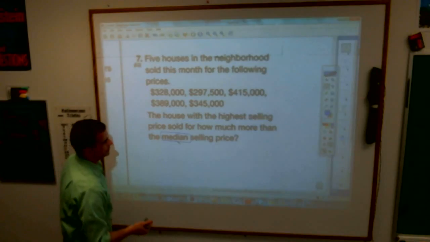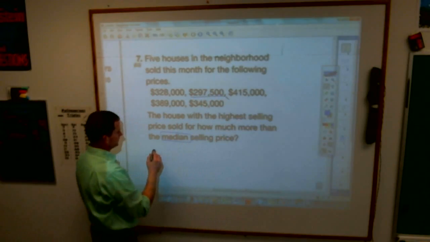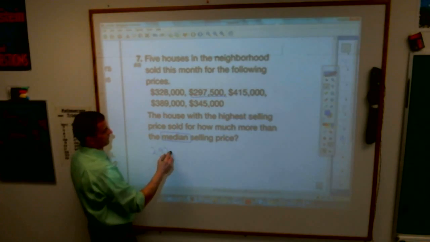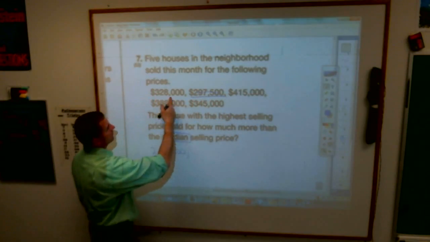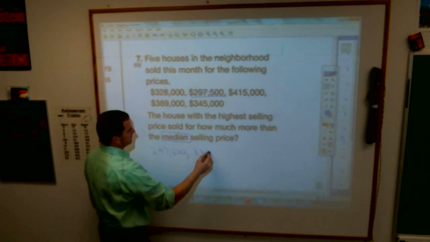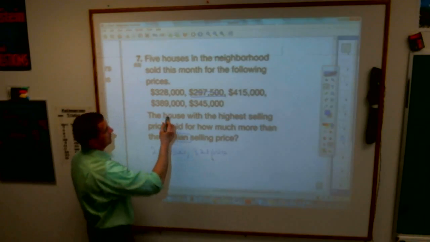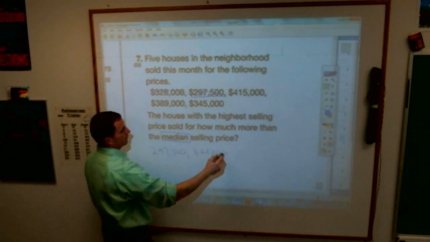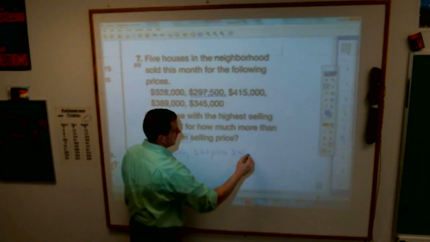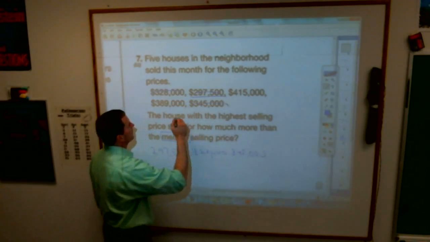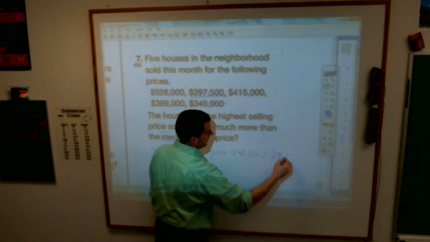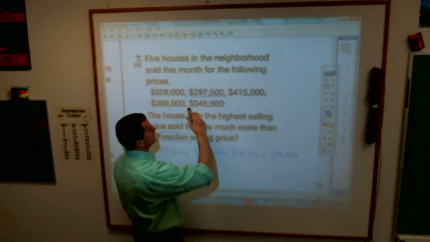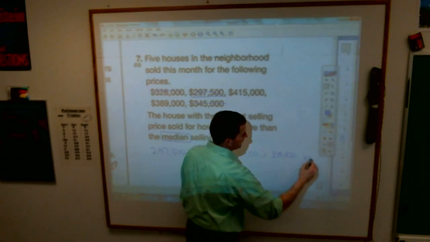All right, so here we go, let's do that. Smallest number, 297,500. Next smallest, 328,000, right? Next smallest, 345,000. Now our next biggest, 389,000. And the biggest one is 415,000.